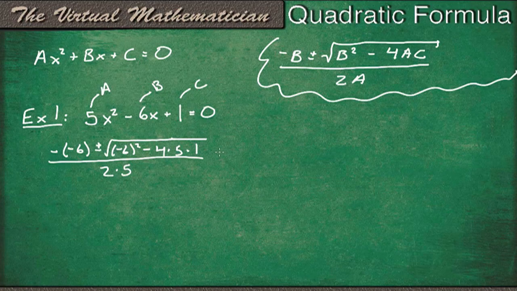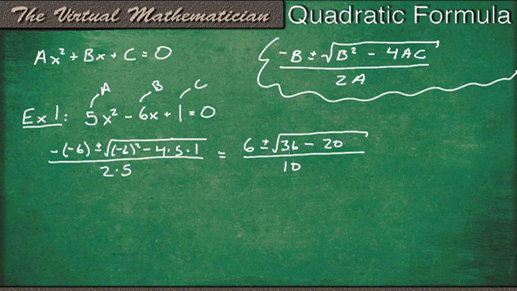So now for the next step, let's go ahead and simplify this a little bit. So negative 6 is just going to be positive 6, plus or minus the square root of negative 6 squared, so that's just 36, minus 4 times 5 times 1, so that's 4 times 5 is 20, times 1 is 20, so that's going to be minus 20, all divided by 2 times 5, which is just 10.